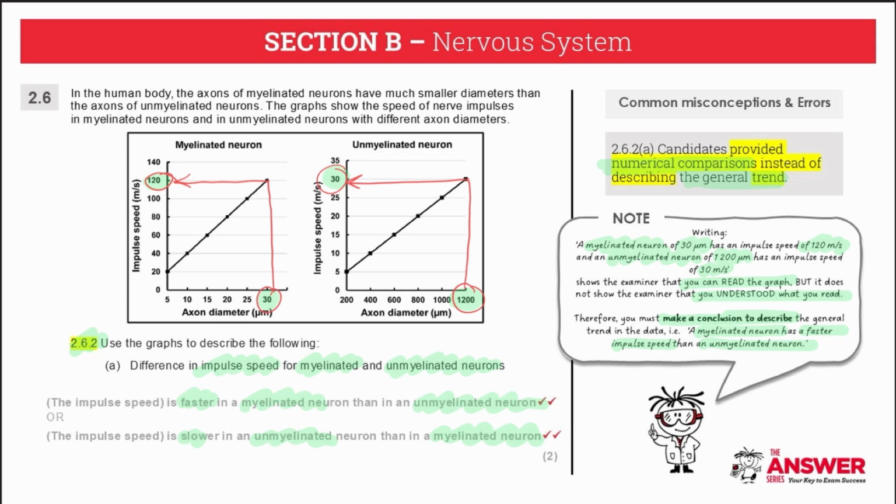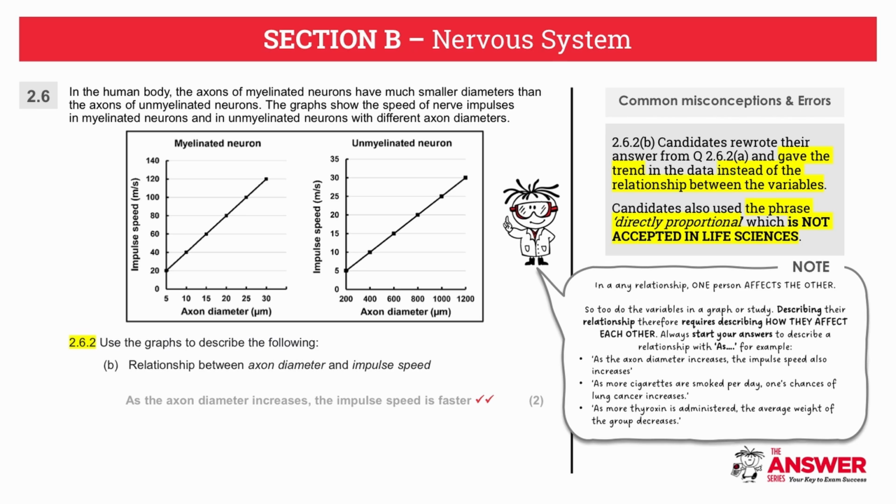The next question then asks, you use the graph to describe the relationship between the axon diameter and the impulse speed. So here candidates rewrote their answers from the previous question, and they gave the trend in the data instead of the relationship between these two variables. Candidates also used the phrase directly proportional, which is not accepted in life sciences. You have to describe the relationship.